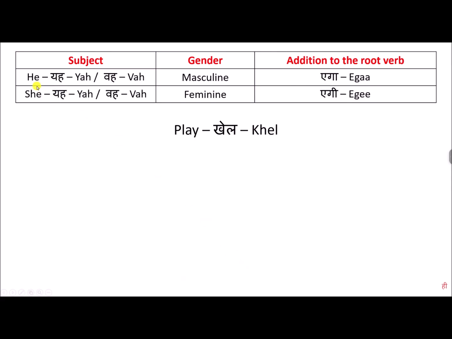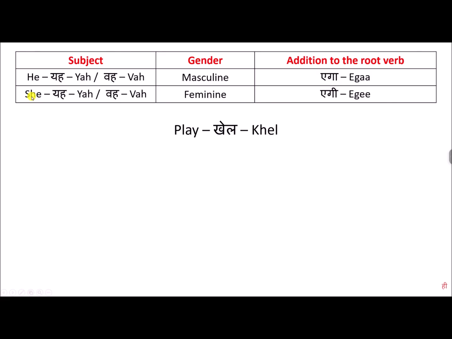Alright. Next, when the subject is he or she, and when I say he, it need not be only he. It can be the name of a male. For example, Anil, Mohan, Ram, David, so on. And when I say she, it need not be she only. It can be the name of any female. Kavita, Emily, Rani, Rashmi, so on.